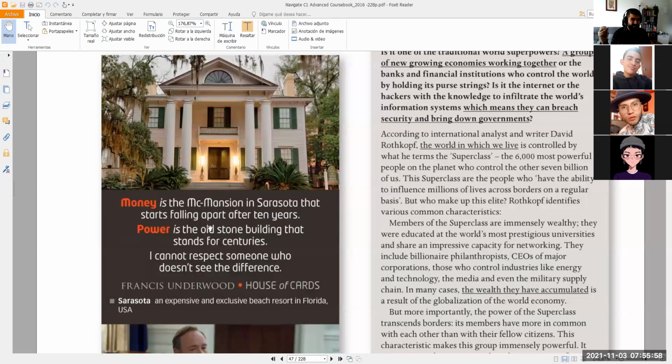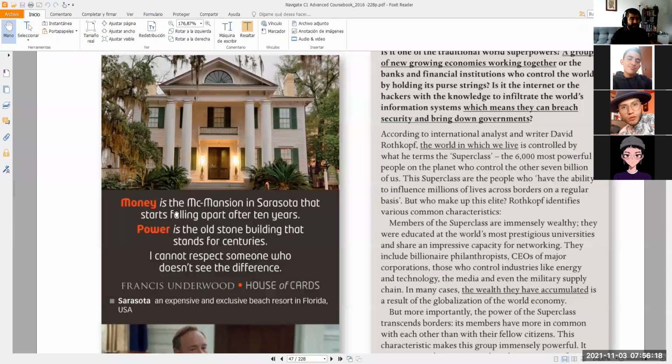It's right here. Money is the Mac mansion in Sarasota that starts falling apart after 10 years. Power is the old stone building that stands for centuries. I cannot respect someone who doesn't see the difference. That's what he says. So that's the point.